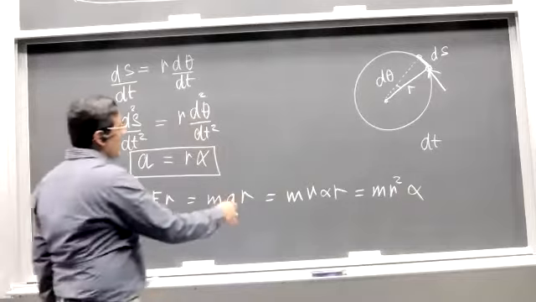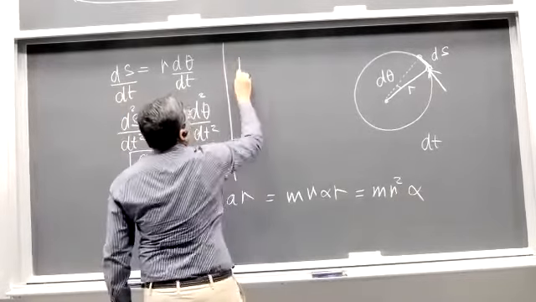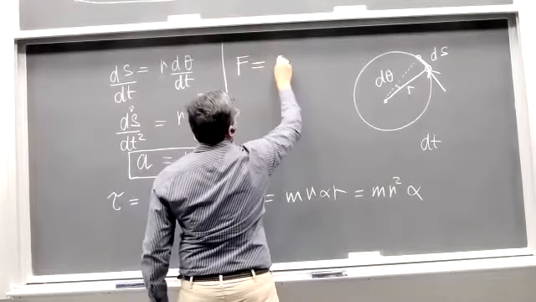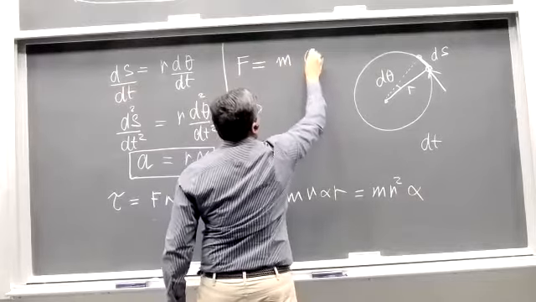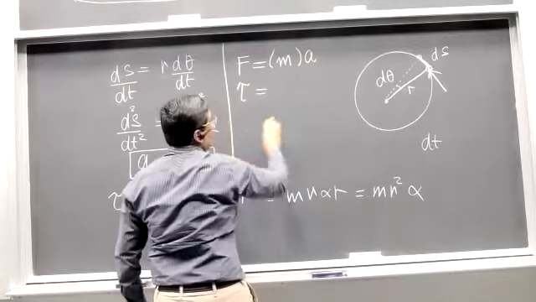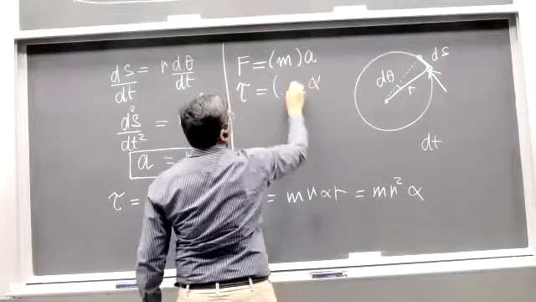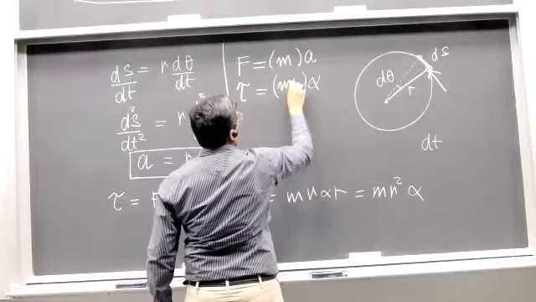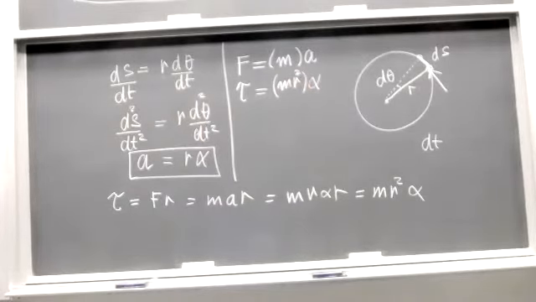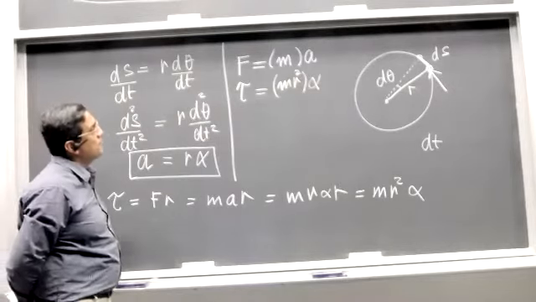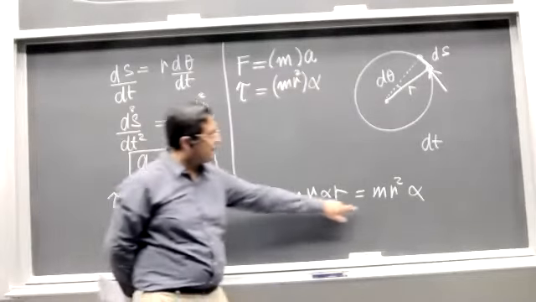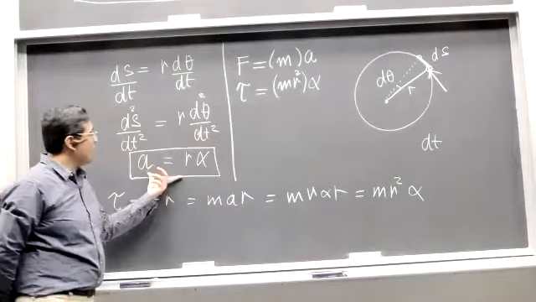Now let me rewrite this here. F equals, just scalar form first, we can generalize it later, mass times acceleration. And torque, angular acceleration, and m r squared. Do you see similarity between the two? I just did this derivation here by finding a relationship between a and alpha.